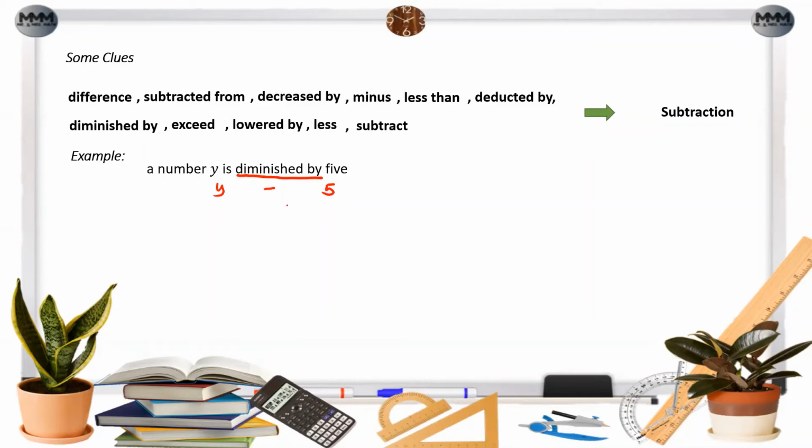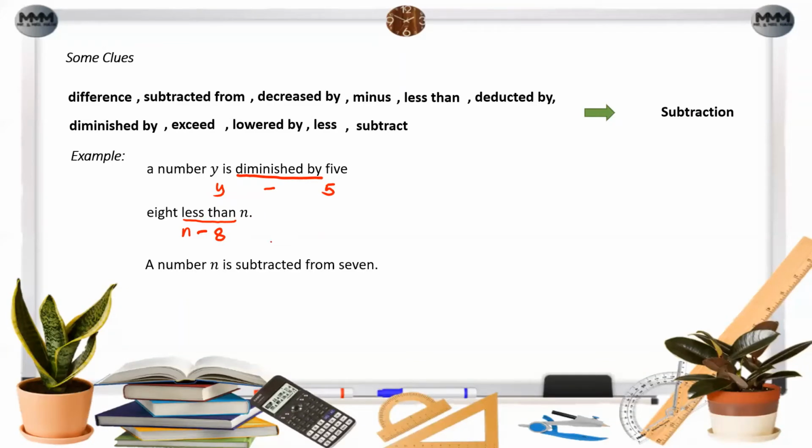Now in our next example, 8 less than n. Take note, we have here our phrase less than. It means we are going to interchange n and 8. So we have n minus 8. This is our mathematical symbols when we translate the verbal statement 8 less than n.